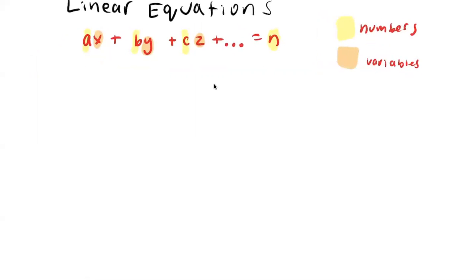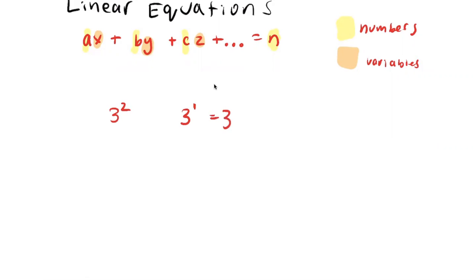So, in a linear equation, the variables, as I said before, are always to the first degree. The exponent is never, for example, 3 squared. It's just the number itself. So it's always power 1. 3 is equal to 3 to the first power. So that's what a linear equation is.